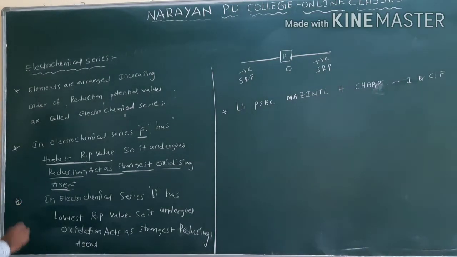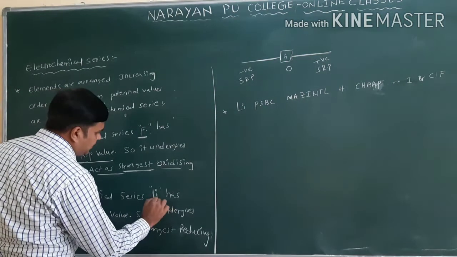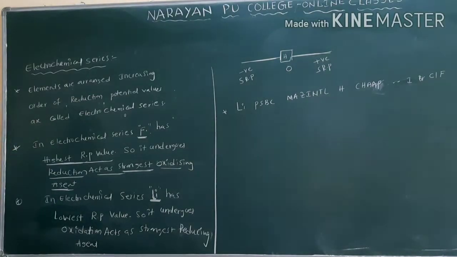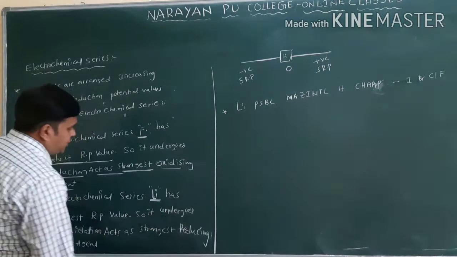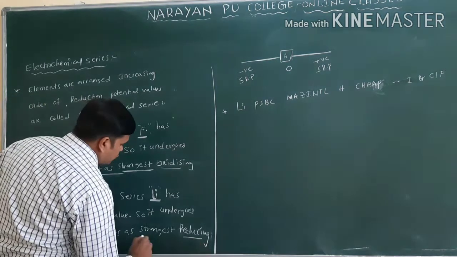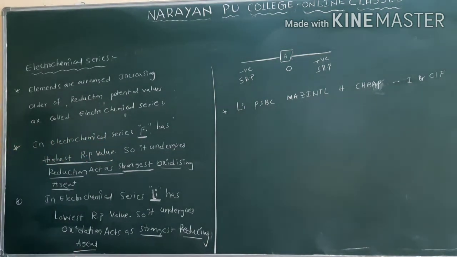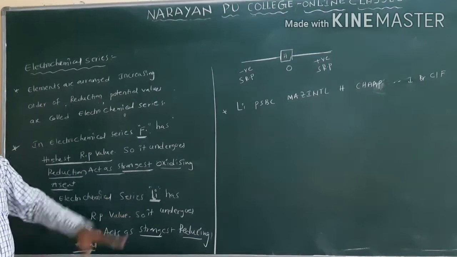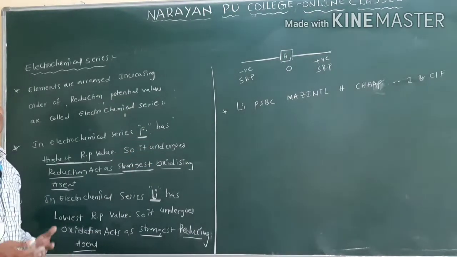Now come to the next point. In the electrochemical series, this is Li. Li means what? Lithium. Lithium has the lowest reduction potential value. It undergoes oxidation. Lithium is a metal. Generally metals undergo what? Oxidation by loss of electrons. So it can act as the strongest reducing agent. So the electrochemical series starts with lithium and ends with what? Fluorine. Lithium means all the metals.